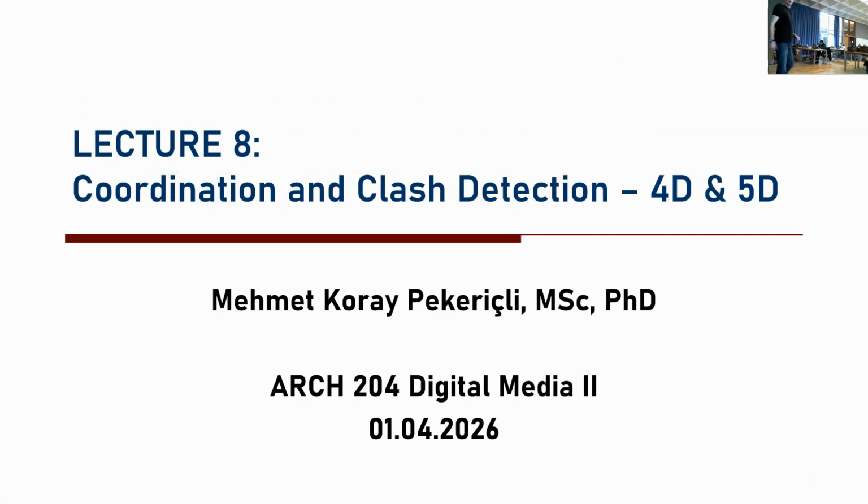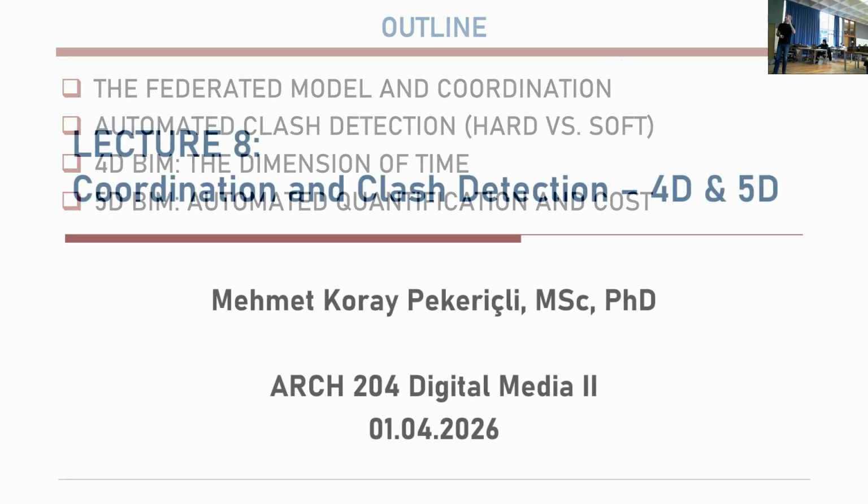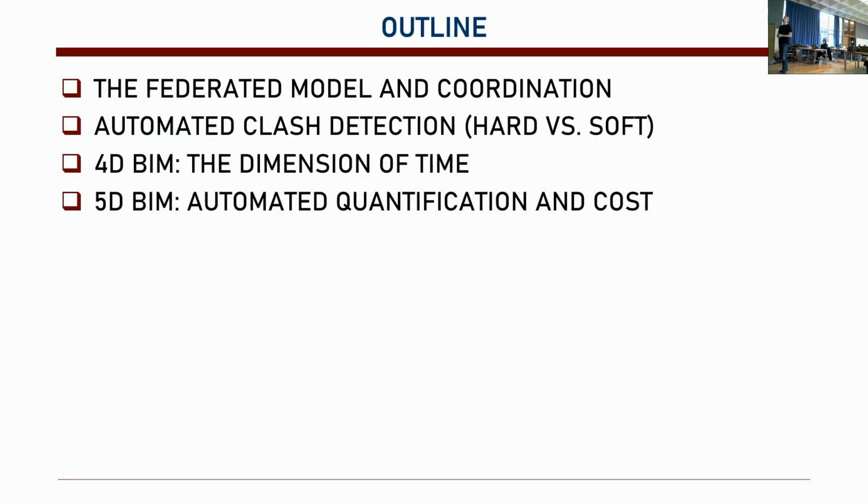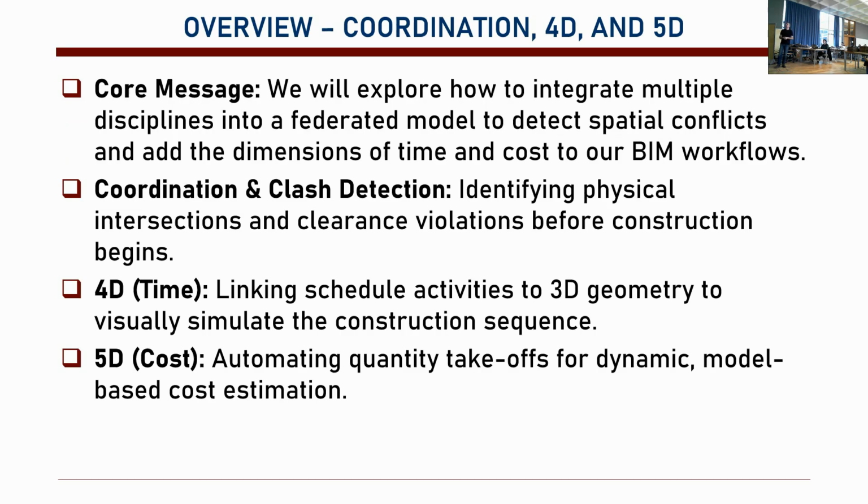Good. So today we will talk about coordination and clash detection, and basically focusing on 4D and 5D too. Okay. And the subjects are the federated model and coordination, and then automated clash detection, like hard versus soft. 4-dimensional BIM, which is the dimension for time, and 5-dimensional BIM, which is automated quantification and cost.